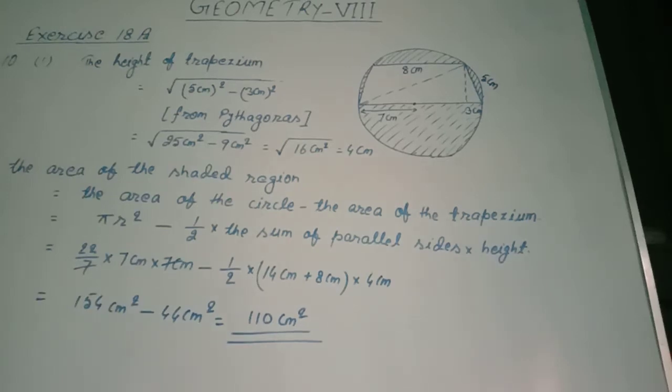In this period of geometry, we are solving exercise 18b. The figure is given in which we are asked to find the area of the shaded region. The dotted portion of the figure is the shaded region.